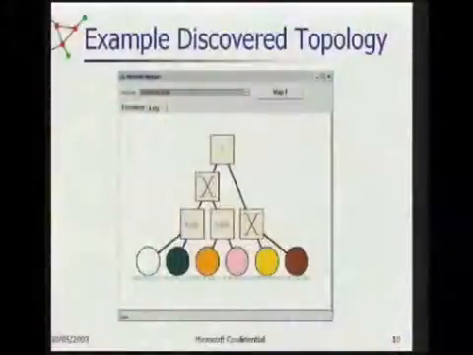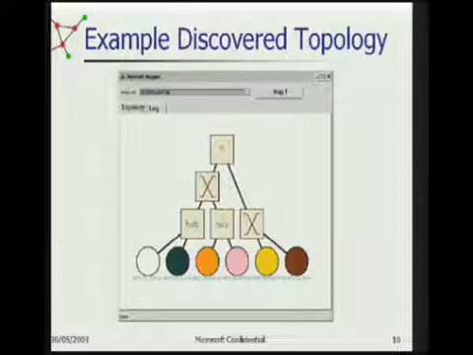And here's an example of the kind of topology that we can discover using our software. These blobs at the bottom represent the computers, and we've been able to use software running on these computers to detect some hubs and some switches in the network.